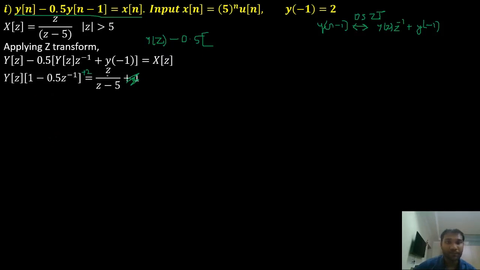Then I'll have plus 2 multiplied with minus 0.5, that is minus 1. That is, I'll have minus 1 here. This minus 1 I'll take to the other side and I'll make it plus 1.